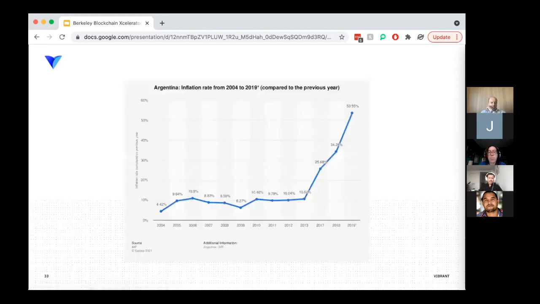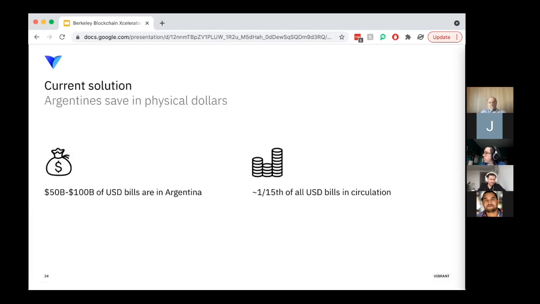The reason we narrowed in on this problem and this solution is because there's a lot of inflation in Argentina. And people in Argentina are very resourceful about how to protect themselves from that inflation. Fun fact, a fascinating fact that blows my mind: 1/15 of all US cash in circulation is in Argentina. And this is because people use physical USD cash as a way to protect themselves from inflation.